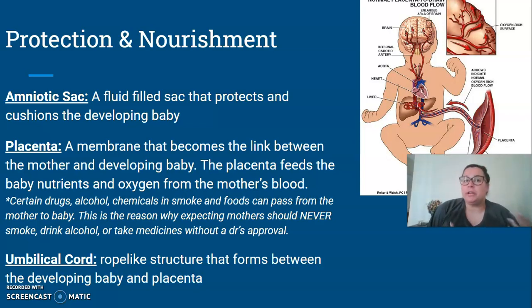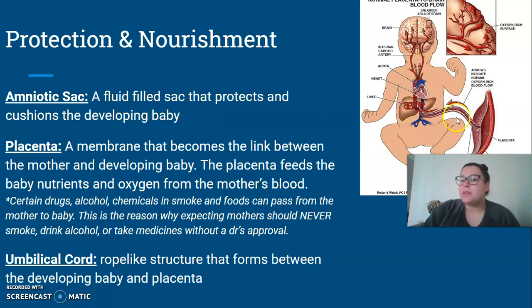Because the baby is floating around in fluid, it can't breathe in oxygen through air. It has to take in oxygen through the blood. So the mother's blood feeds oxygen and nutrients from the food that she eats by way of the placenta. The placenta is a separate membrane on the inside, and it is a link between the mother and the baby. And the placenta helps to feed the nutrients to the baby by way of the blood.